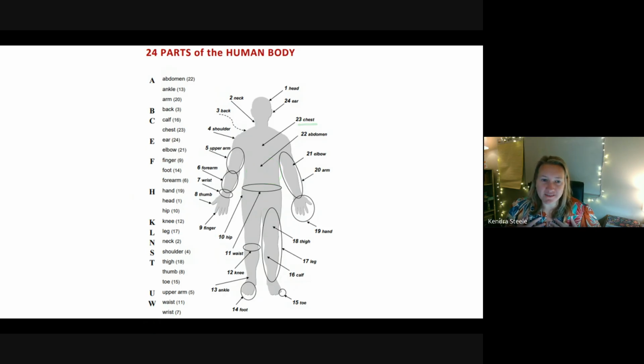23 is your chest, okay, where your heart and your lungs are for breathing. And 24 is your ear. Okay, so these are 24 parts of the body that you should definitely know in English to be able to communicate with doctors and nurses.